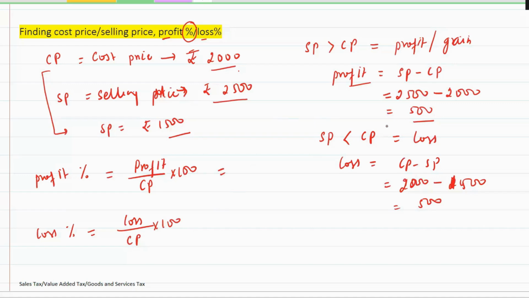Take the example of profit first. There is a profit of 500. What was cost price? It was 2000. Then into 100. One zero you can cancel, another zero you can cancel. So it is 50 divided by 2, which is 25%. So there is a profit of 25%. This way, you can calculate loss also. Here, as the loss is also 500 and cost price is 2000, you'll get a loss of 25%. Correct?